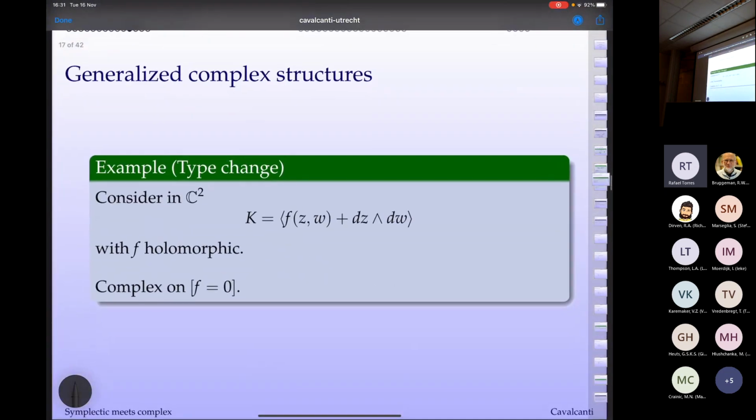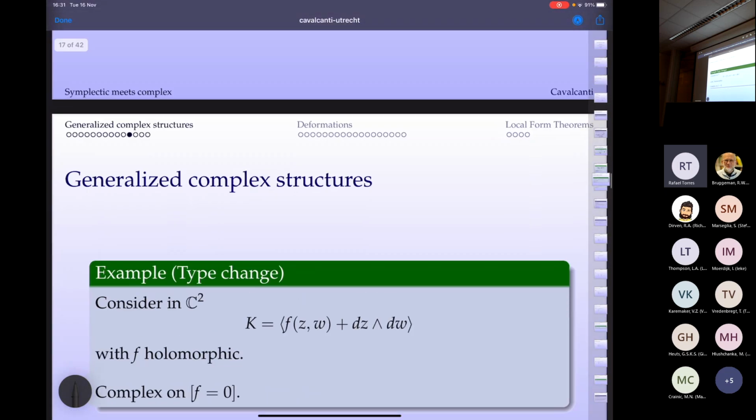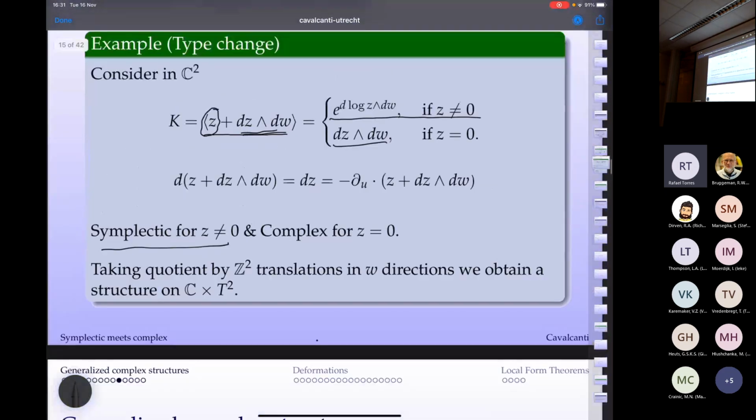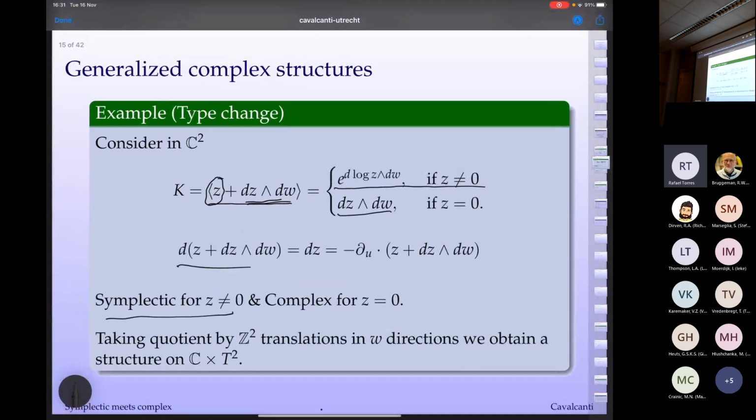So let me give you a couple more examples, because you can just think for a second, before I had put just z plus dz dw, and what did I really use about z there? I kind of just used that it was holomorphic. Maybe I even forgot to do the computation. I think I just forgot to tell you, this is the computation for integrability. I think I skipped it.